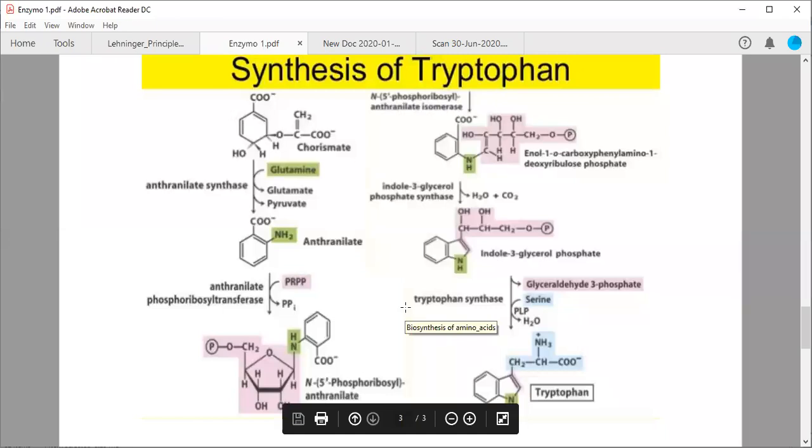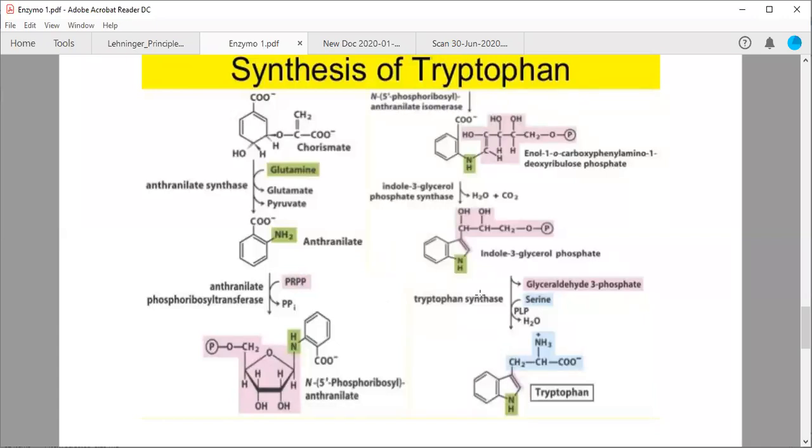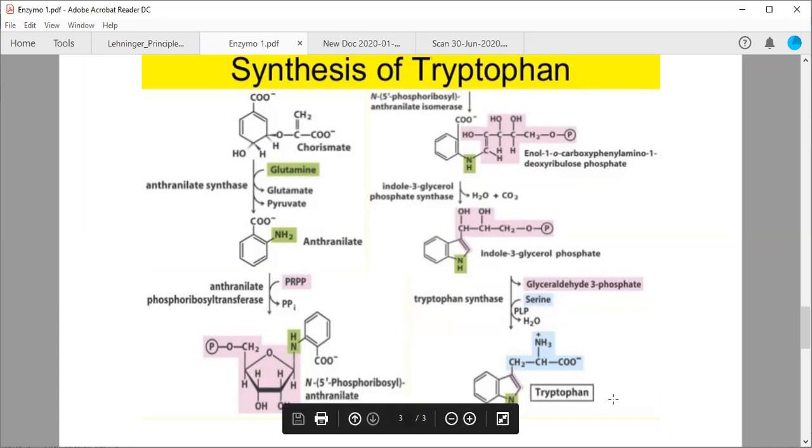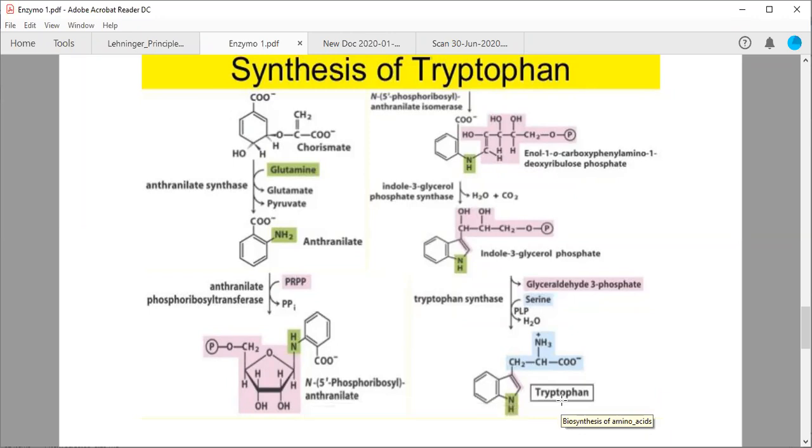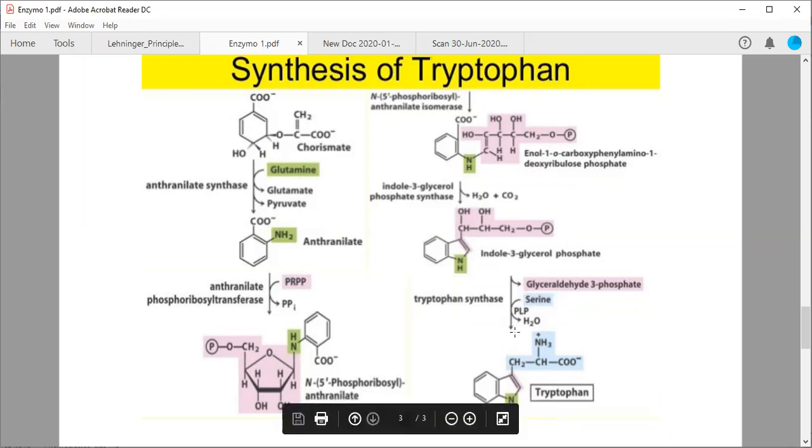So this particular reaction, tryptophan synthase, is using a serine residue to synthesize another amino acid called tryptophan, and water is generated in this particular reaction.